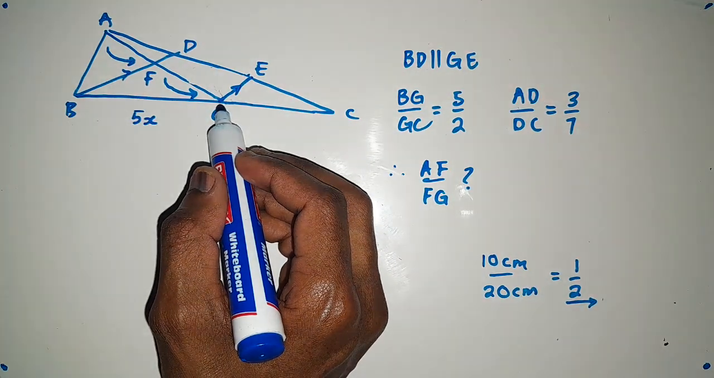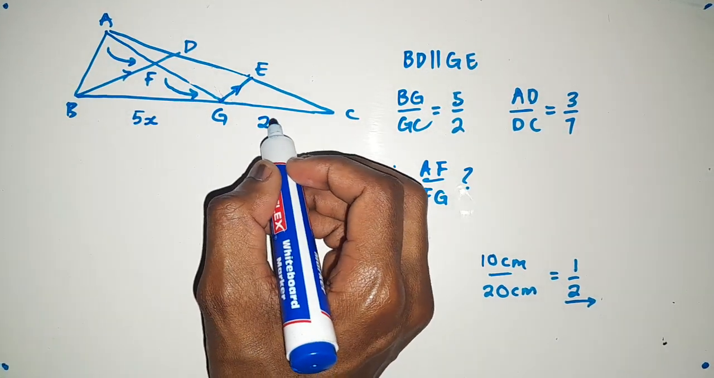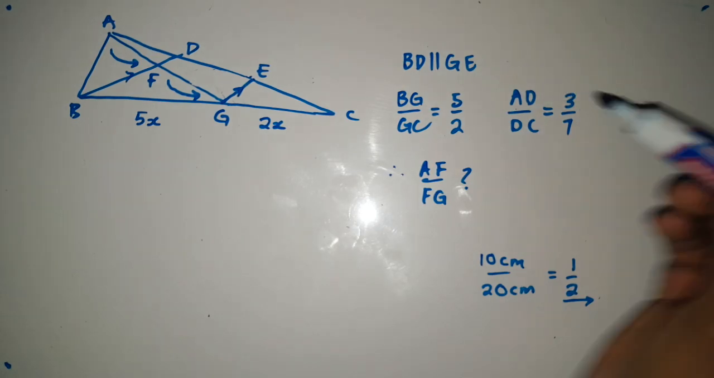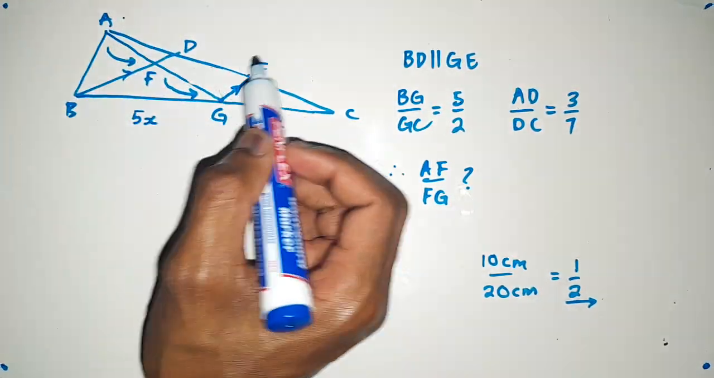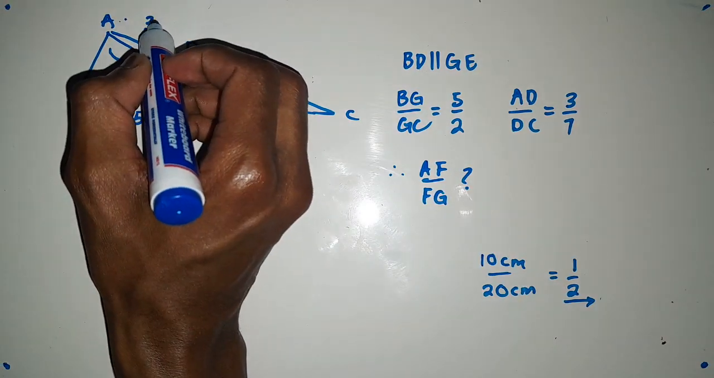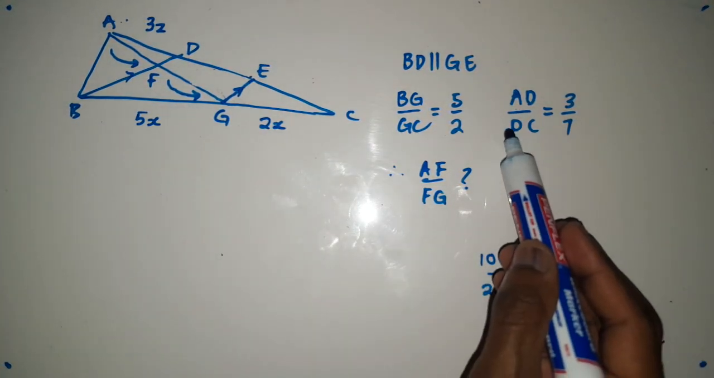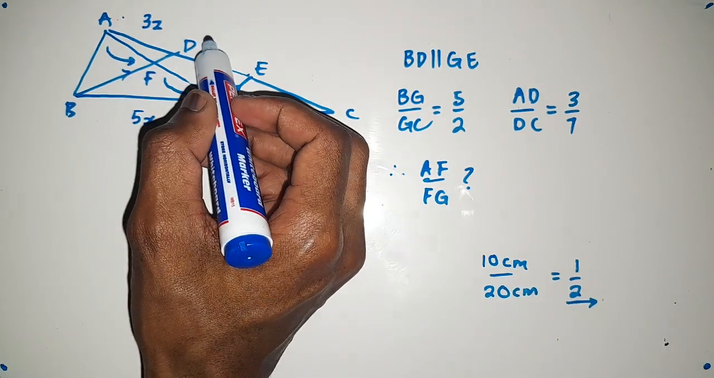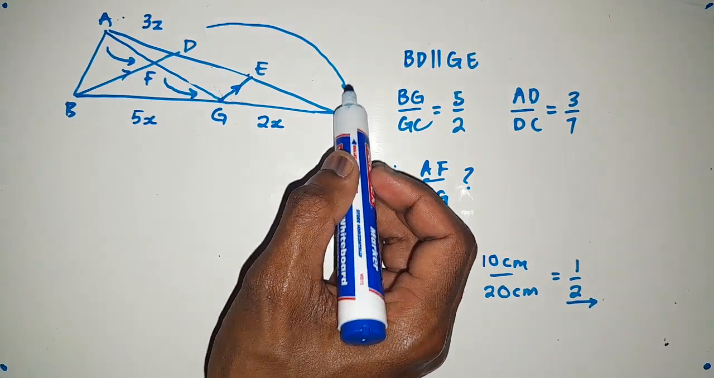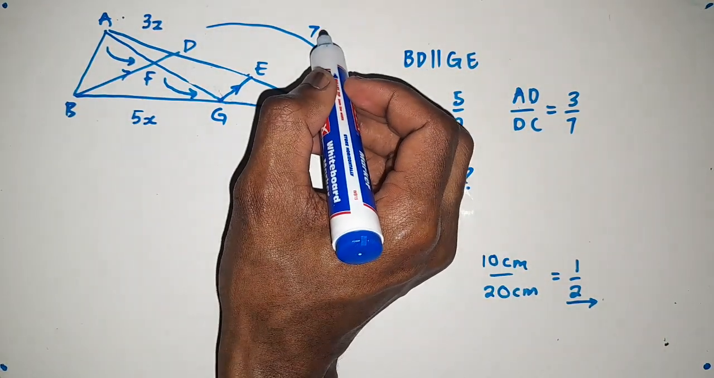GC is 2. Put a variable like this. Then they also gave us AD, say 3, let's call it Z. Then DC, from here till here, it's 7Z.